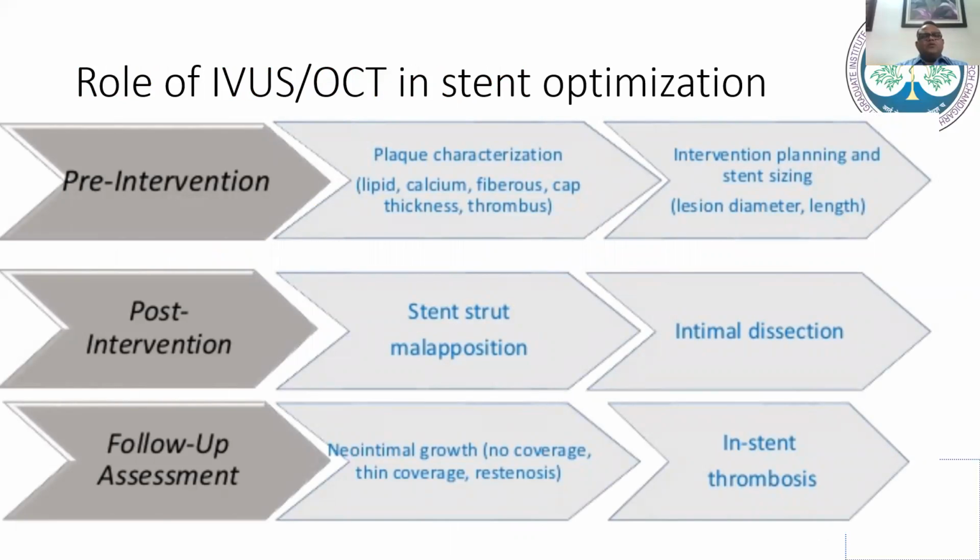As we all know, the role of IVUS and OCT is there for stent optimization. Pre-intervention, it is just to assess the plaque characteristics. Post-intervention, it is for stent optimization, and at follow-up, when there is stent failure, one can have an idea about the neointimal hyperplasia and what the reason is, whether it is stent under-expansion, malapposition, etc., which can be very well assessed by these two imaging modalities.